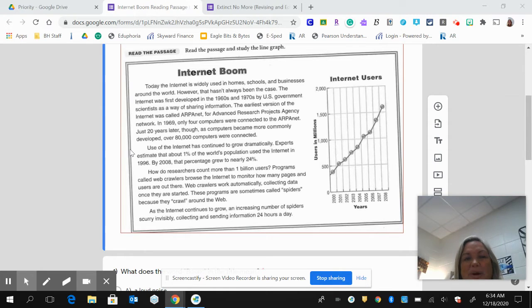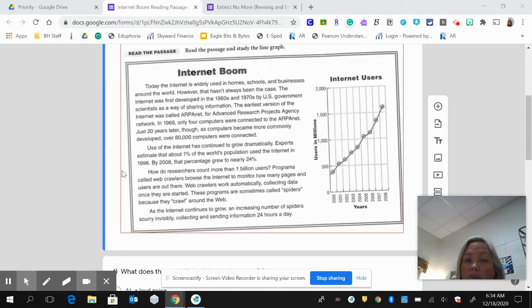Experts estimate that about 1% of the world's population used the internet in 1996. By 2008, that percentage grew to nearly 24%. How do researchers count more than 1 billion users?